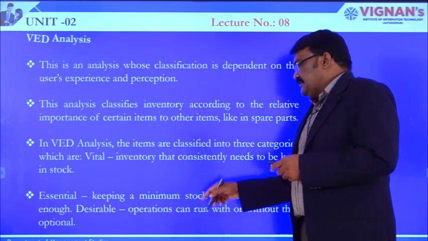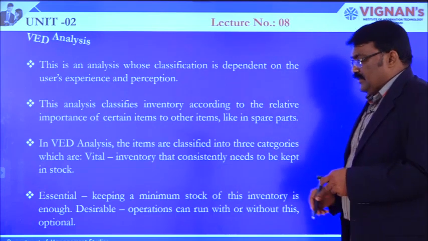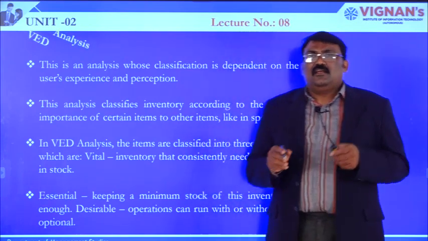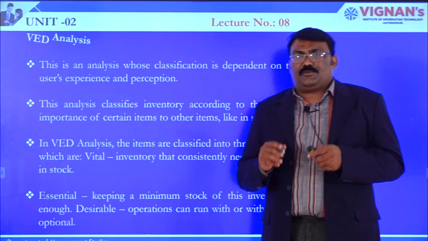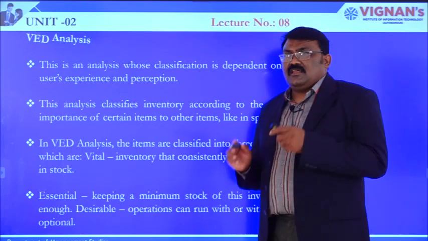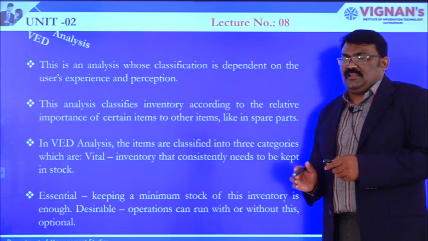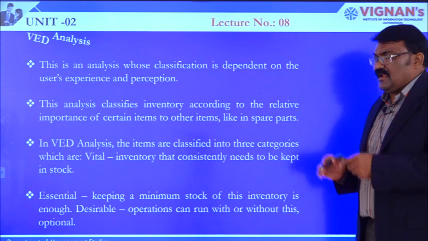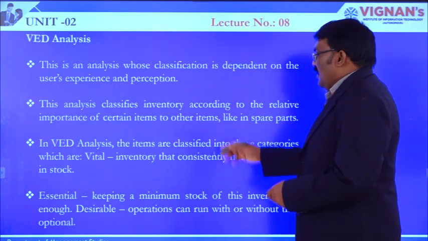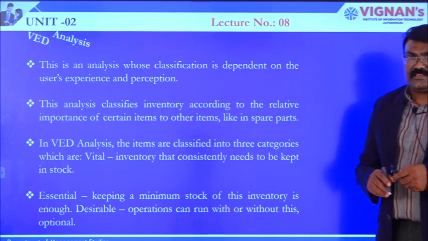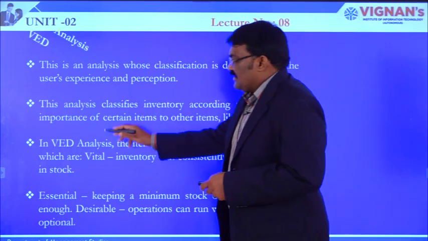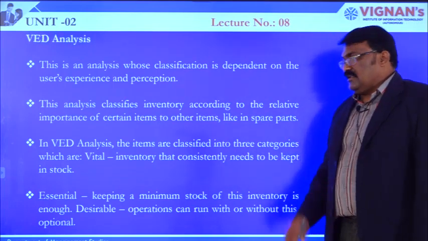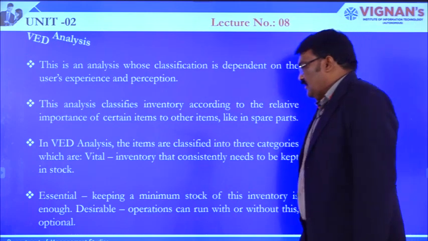essential, keeping a minimum stock of this inventory. That means, whichever raw material is said to be essential, that stock has to be there at least at the minimum level. If not a higher quantity, there should be a stock at the minimum level. Next to the essential, comes the last one, that is D, and D stands for desirable.